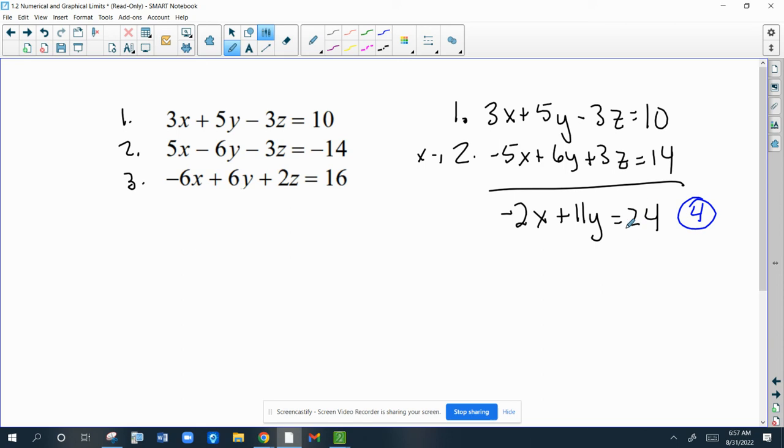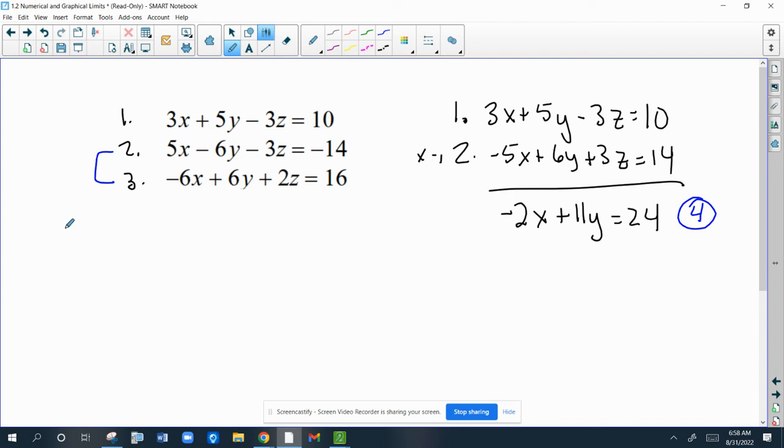So I have to get rid of the z's again. I can't obviously use the same two equations I started with, so I'm going to go with 2 and 3. I'm going to do the same thing as I did over here. To get rid of the z's using these two equations, the easiest thing to do is multiply number 2 by 2, I'll get -6z, and number 3 by 3, I'll get 6z. And you add them together, they will cancel out.